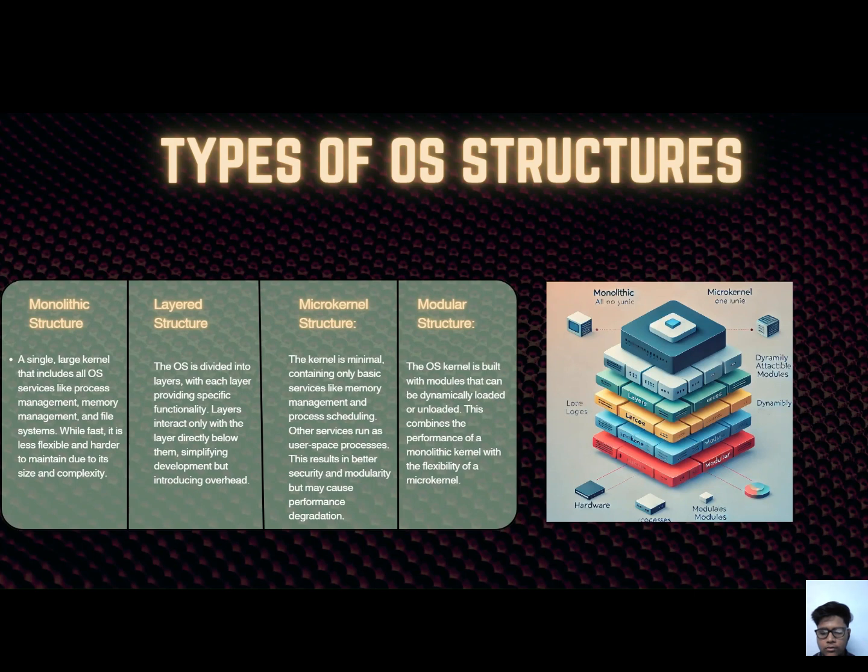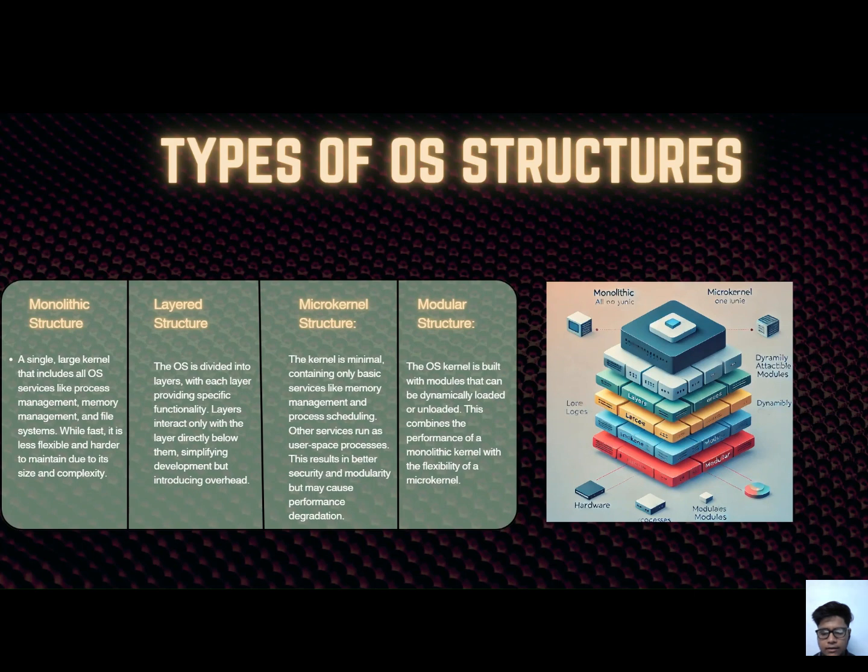Moving on to the microkernel structure. A microkernel design reduces the kernel to its minimum size, including only the most essential services like process scheduling and memory management. Other services such as device drivers and file systems run in user space, which enhances the security and modularity of the system. However, performance can suffer due to frequent context switches between user and kernel space.